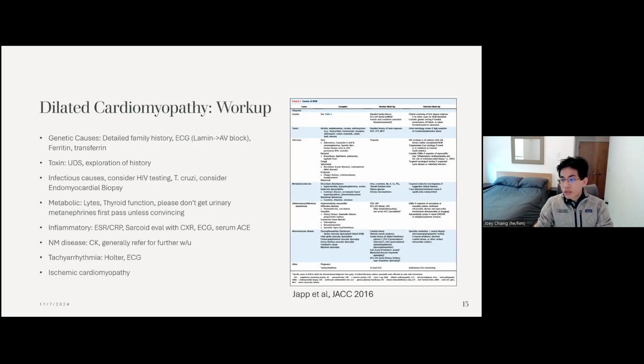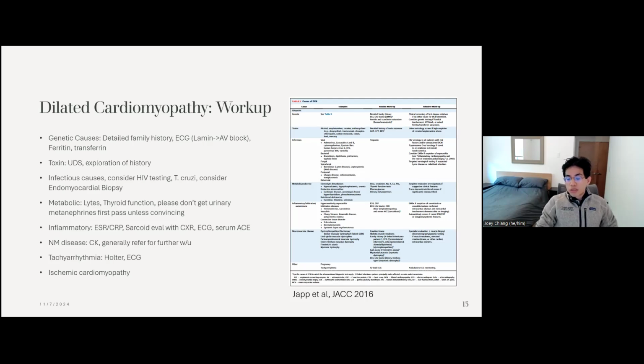Great. As far as workup, there's a lot here. The right side of the slide is really just for your reference in the future. Really just thinking about getting a detailed family history, ECGs for most people, looking for AV block, and then also thinking about ferritin and transferrin. For toxin mediated, really just exploring history, getting your urine drug screen if you're very concerned. And then, there are certainly some infectious causes that can mediate this, thinking about travel history. I think that getting an HIV test for everybody in general is great, and this is just another reason why we should.